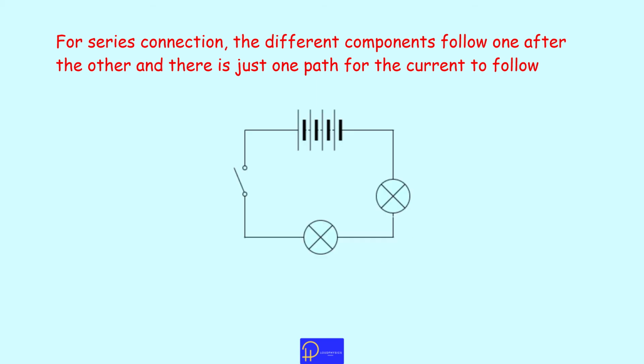And this is a typical circuit where components are connected in series. We have the battery, the switch, two bulbs all connected in series, and for a circuit like that, we are going to have the same current flow through the entire circuit.